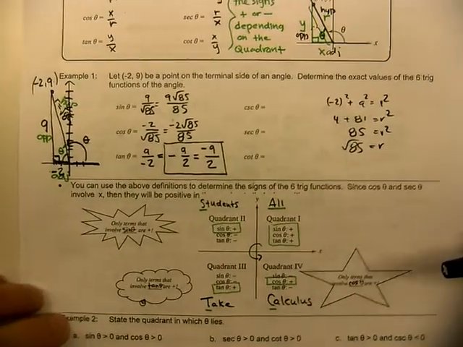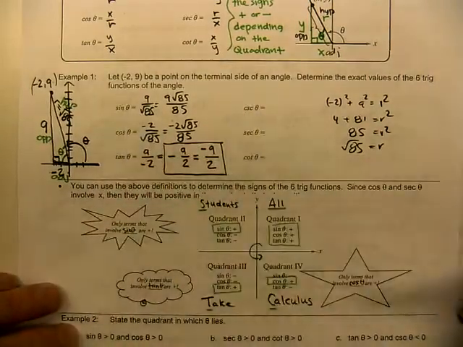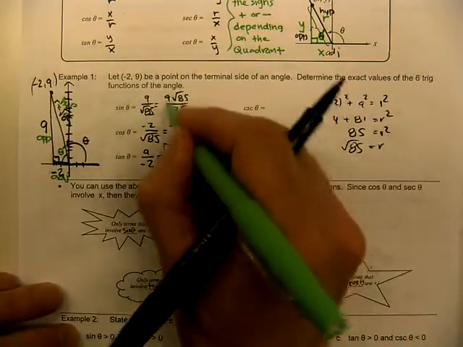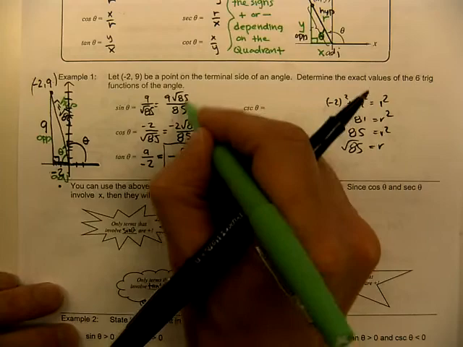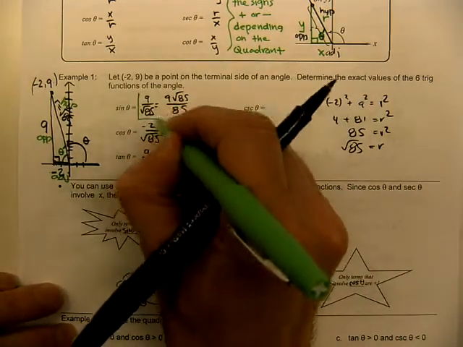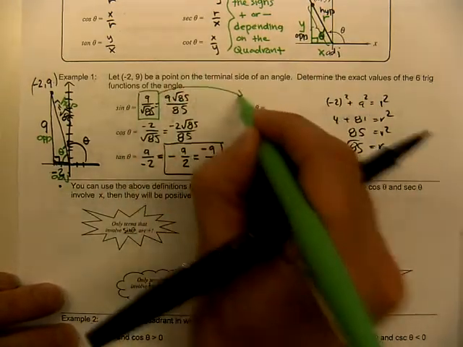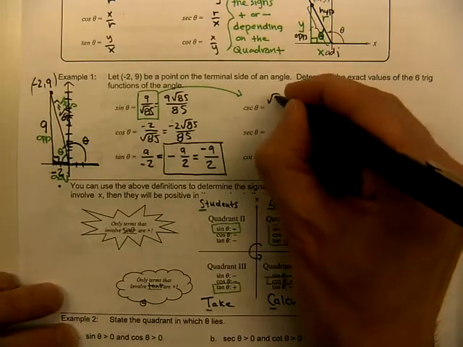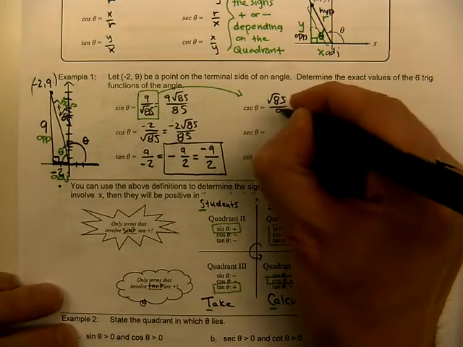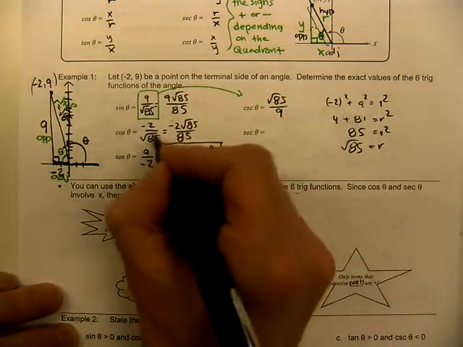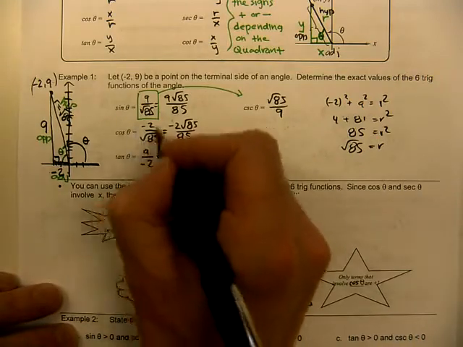Let's take the reciprocals of each of these. So the reciprocal of sine is cosecant. Again, don't take this fraction and flip it upside down because you'll have to rationalize all over again. Go back to the original ratio, reciprocate that, and you get the root 85 on top and the 9 on the bottom.